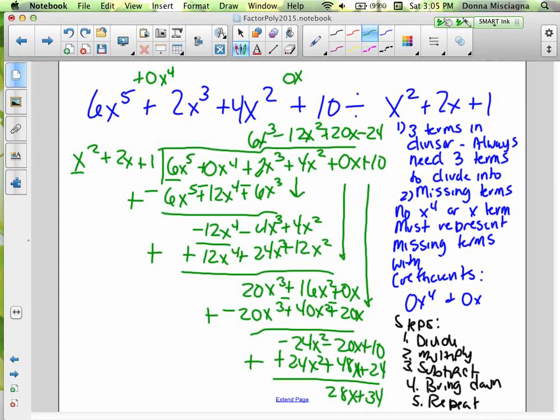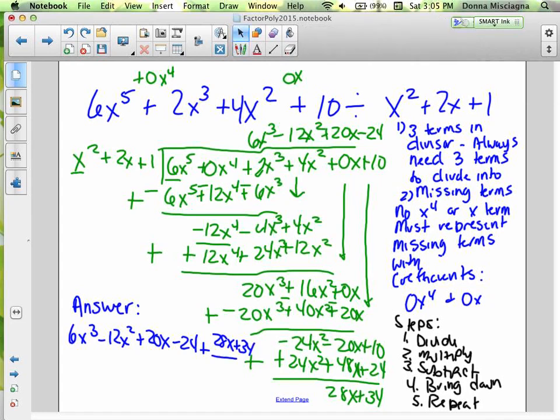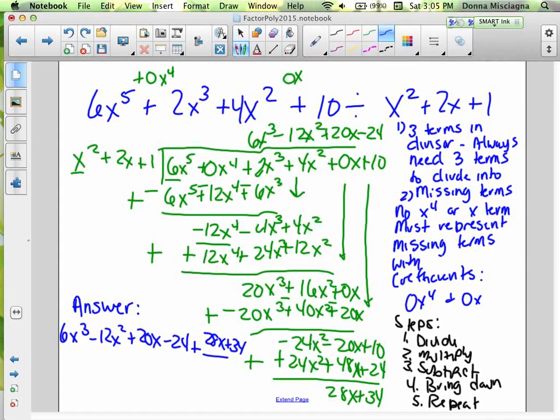All right, so our answer is going to be 6x cubed minus 12x squared plus 20x minus 24. Okay, squeeze it in. Plus 28x plus 34 divided by, I needed to write a whole lot smaller. Just going to squeeze everybody in. Divided by our divisor, which is x squared plus 2x plus 1. I fit it in. There we go.